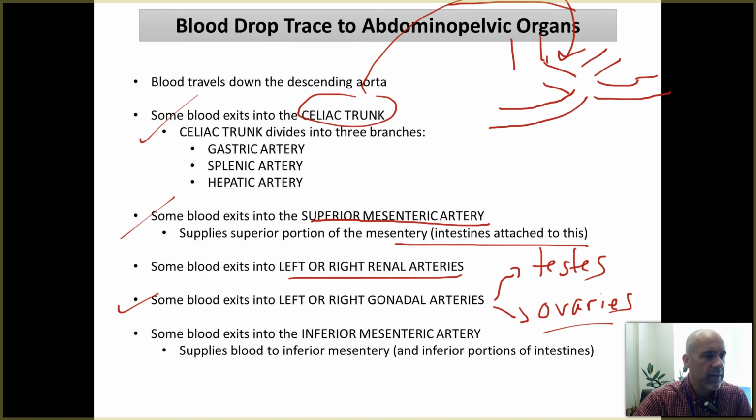Then finally, our last major exit here for the abdominopelvic cavity, the inferior mesenteric artery, which supplies blood to the lower portion of the mesentery membrane on which your small and large intestine are attached. That's a smaller artery. It's going to bring oxygenated blood to lower portions of the intestines, primarily the lower portion of the colon and down into the rectum.